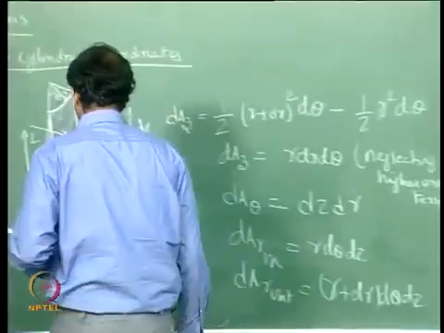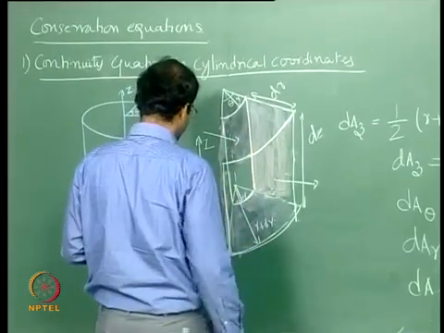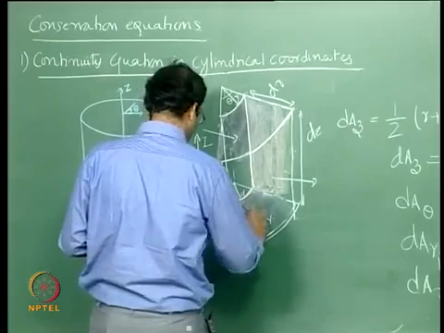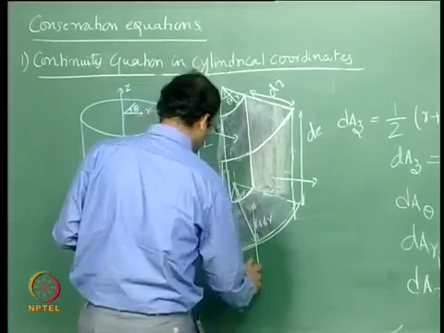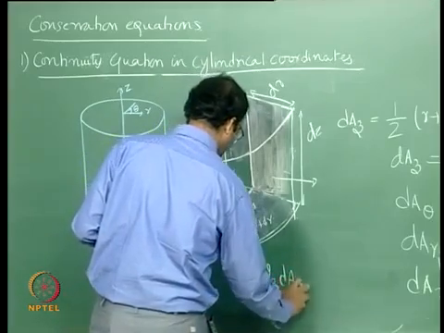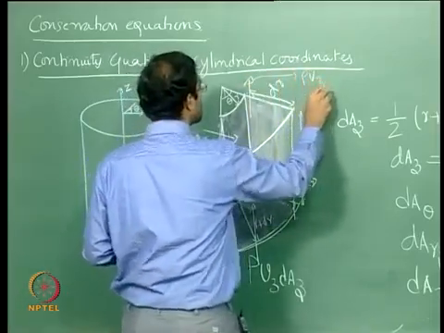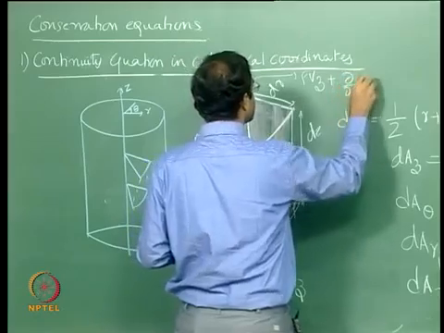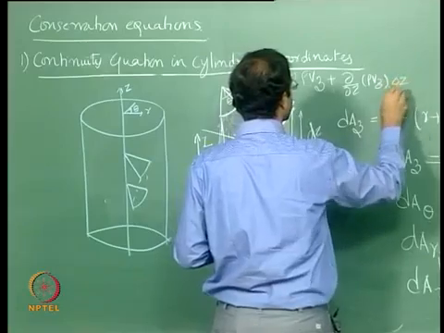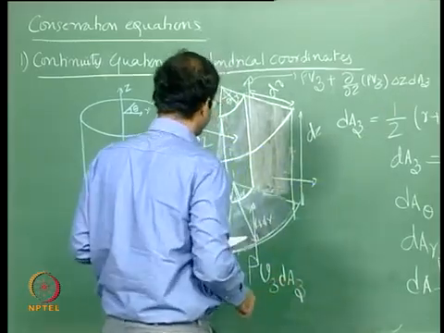Now we can write the mass effluxes in each direction. In the axial direction, the z direction, which is colored violet here, in the bottom plane the mass flow rate is basically rho into Vz into the differential area. The one which is exiting here will be rho Vz plus d by dz of rho Vz into dz, into dAz. This is by Taylor series expansion.